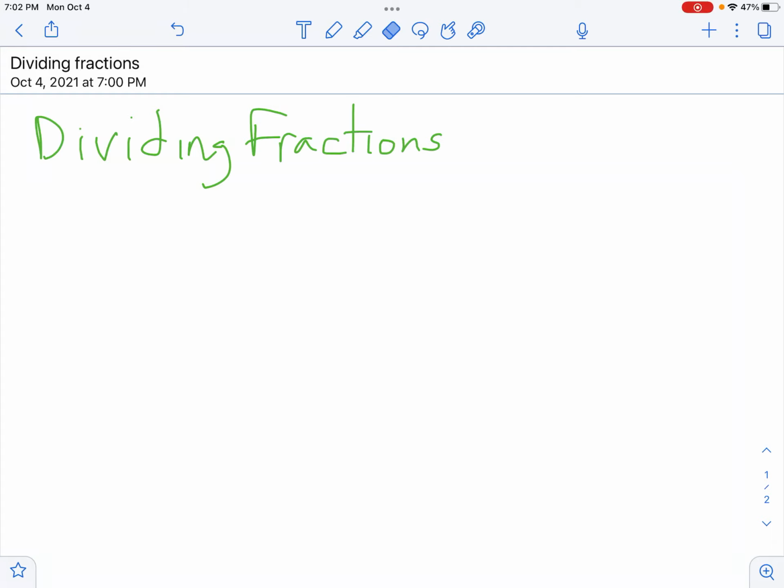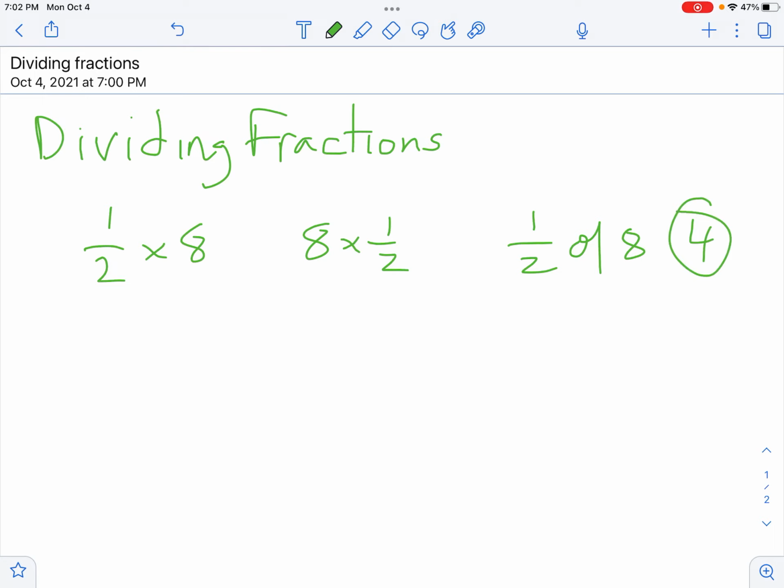In this video, we're going to talk about dividing fractions, but I want to go back to the problem that we had at the beginning of the video about multiplying fractions, which was 1/2 times 8, which is the same as 8 times 1/2. They're both exactly the same thing. And in both of these cases, it's the same thing as 1/2 of 8, which is 4. So 1/2 times 8 equals 4.